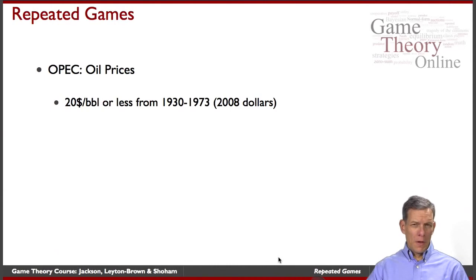OPEC starts to form, and what happens? They decide that they've just been acting on their own. It's a bunch of different producers who've been acting on their own for many years, just pumping lots of oil. And they pump so much oil that the price is fairly low. It's very easy to buy oil. So they're going to start by restricting production, cut production back down, and that'll drive the price up.